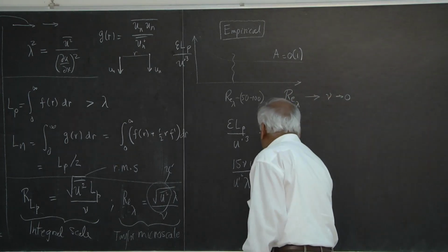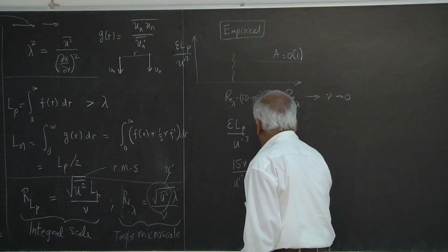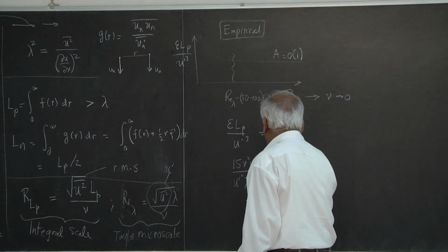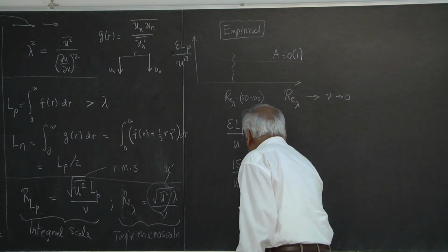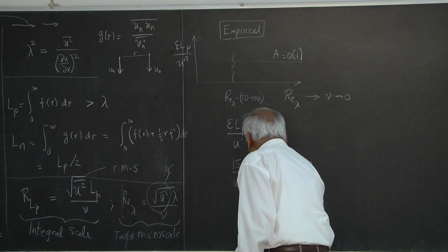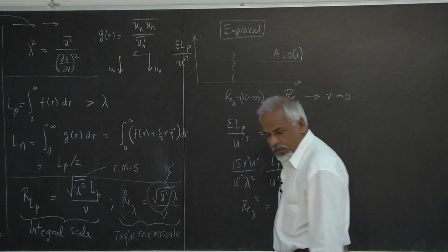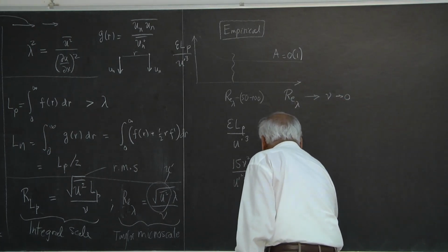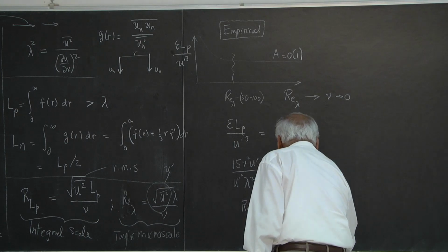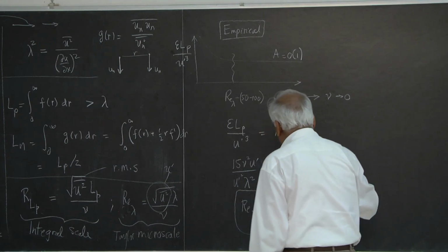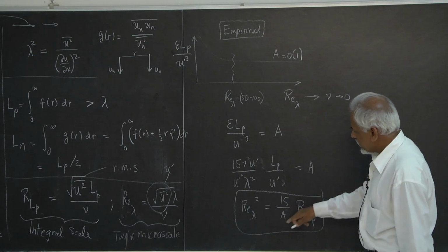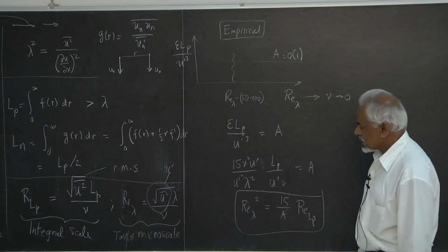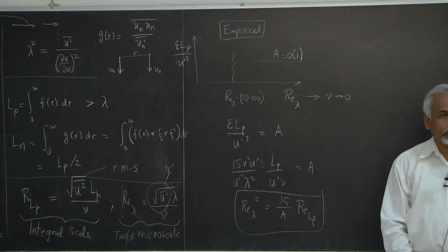And I have, say, nu squared here and nu here. You have to manipulate a little bit. Basically, you have Re_lambda squared is, so I get it right, 15 divided by A times Re of L_P. So the microscale Reynolds number, aside from this factor sitting in front, is like the square root of the big Reynolds number.